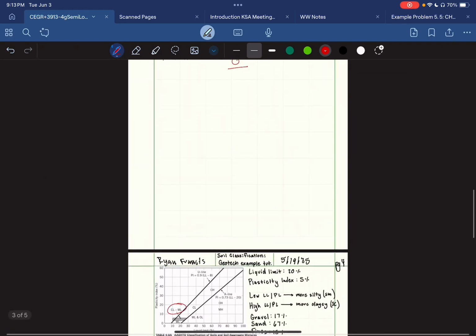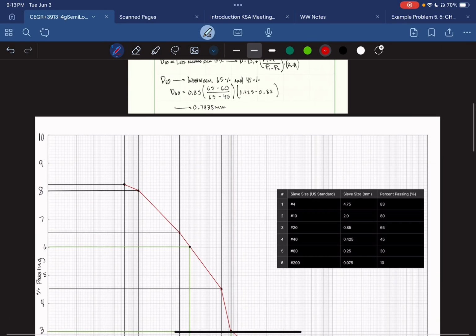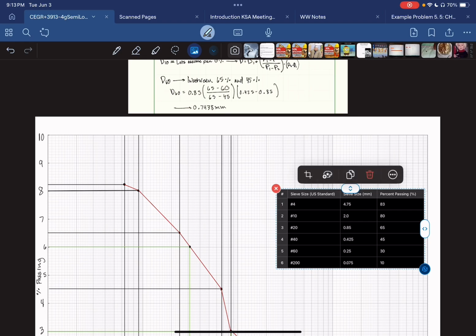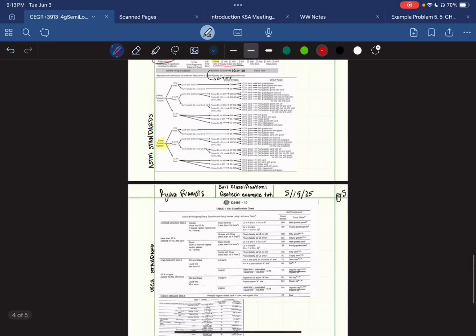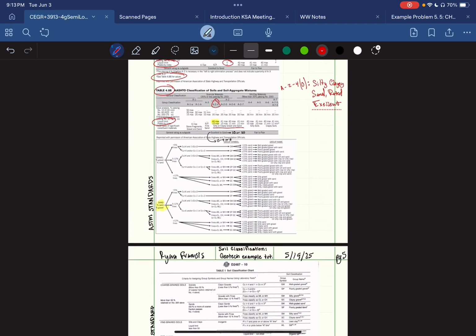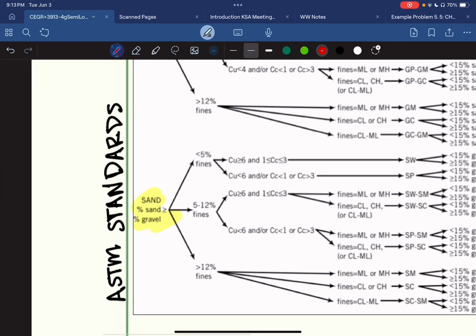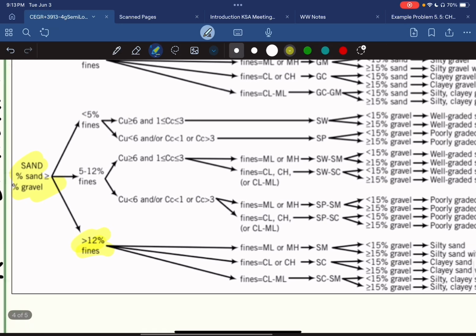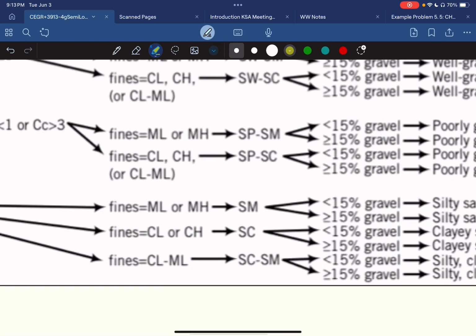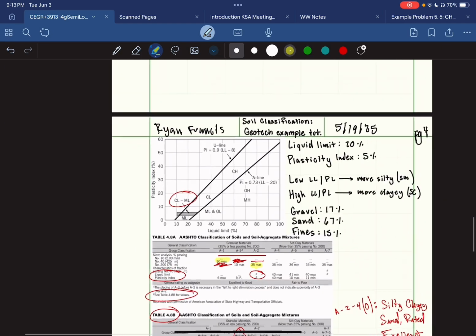Yes, actually, let me grab the chart down here just so y'all can get a better look at it. We'll just look back up at it. So it has more than 12% fines. We're gonna highlight that. And this is where it kind of splits off, the different fines, different classes, and where it was plotted on this chart up above.